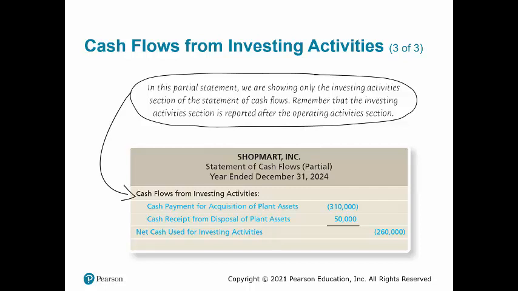When we add those two together, we get an overall net cash used for investing activities of $260,000. When the amount is a negative, it should say net cash used for investing activities. If that had been a positive, we would use the words net cash provided for investing activities. And that is the conclusion of part 1 of the second learning objective for chapter 14.